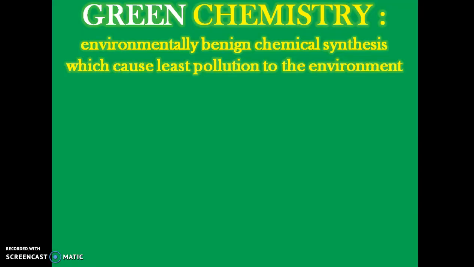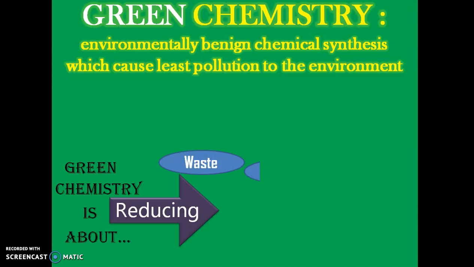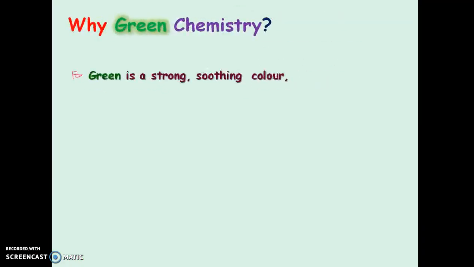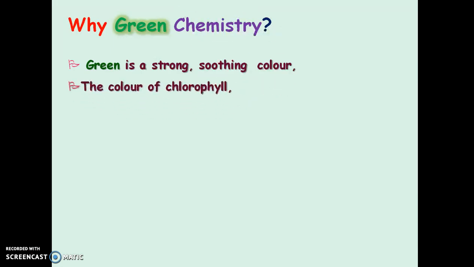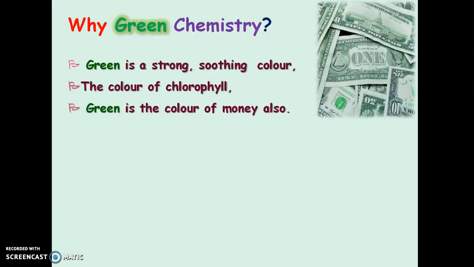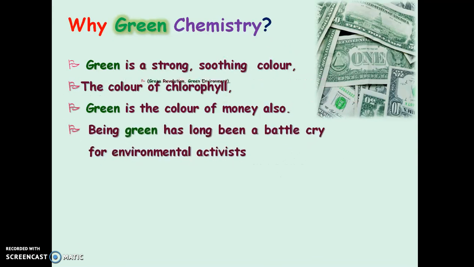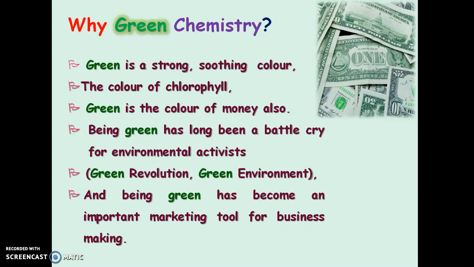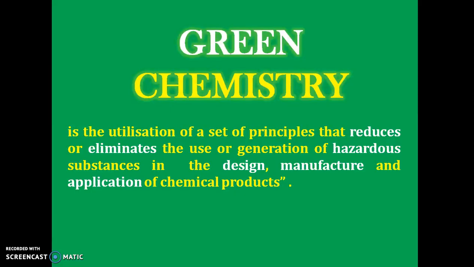So green chemistry is the environmentally benign chemical synthesis which causes least pollution to the environment. Green chemistry is all about reducing the waste, materials, hazards, risk, energy as well as the cost. So why is it known as green chemistry? Green is a strong, soothing color. It is the color of chlorophyll and also the color of money. Being green has long been a battle cry for environmental activists. It is a symbol of the green revolution as well as the green environment. And being green has become an important marketing tool for business making.